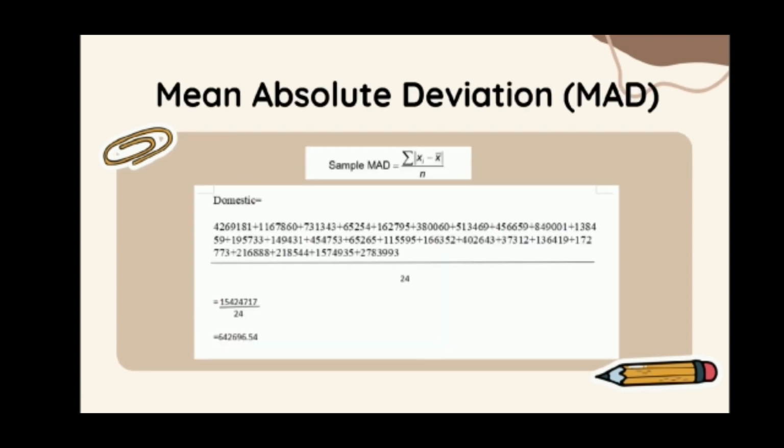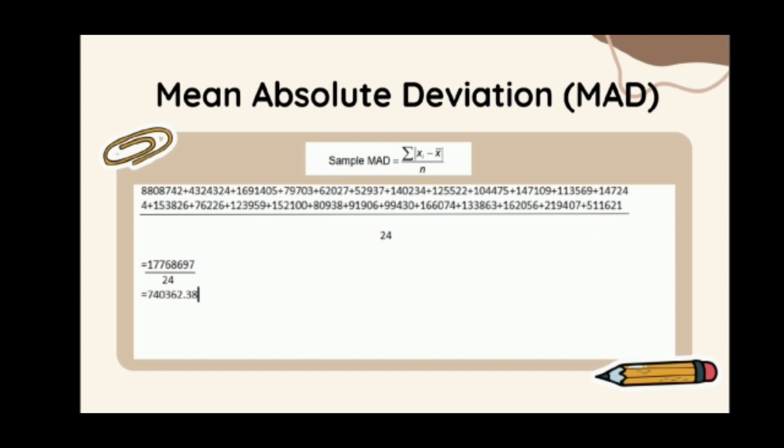In addition to the range, we are also going to work with the mean deviation. Here you see the formula. The mean deviation is simply the sum of the absolute value of each value x minus the mean, then you divide that by the number in the sample. The first step is to compute the mean, and we just sum up all the values and divide by the number. For the domestic airline mean value, we get 642,696.54, and the mean for the international airline is 740,362.